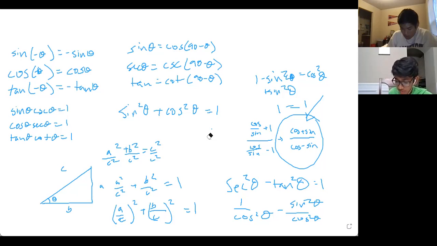So negative tan squared plus secant squared. Wait, so it would just be one then, right? For number 4 when it has negative tangent squared plus secant squared, that's also just one. Okay. So you basically get 1 plus 1. Do you see it? And then 1 plus 1 is just 2.